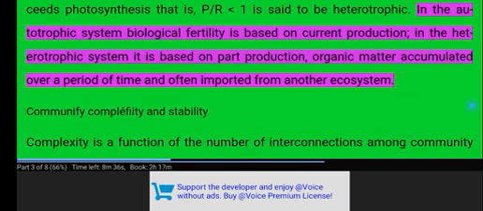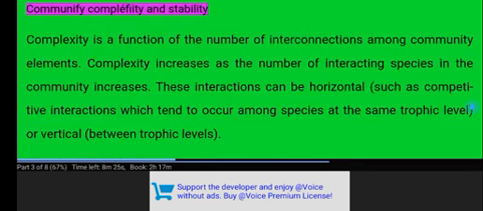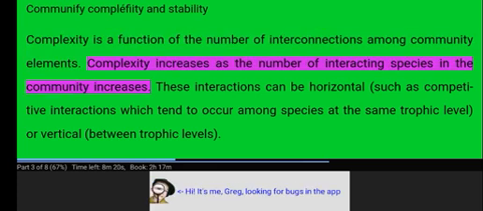In the autotrophic system, biological fertility is based on current production. In the heterotrophic system, it is based on past production, organic matter accumulated over a period of time and often imported from another ecosystem. Community complexity and stability. Complexity is a function of the number of interconnections among community elements. Complexity increases as the number of interacting species in the community increases.